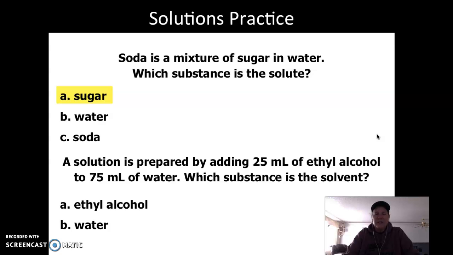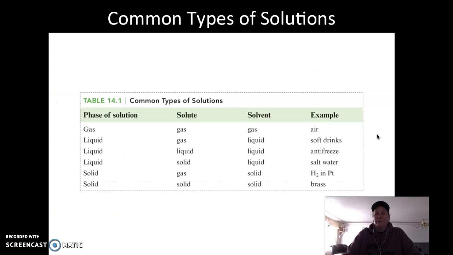Okay. Here it says a solution is prepared by adding 25 milliliters of ethyl alcohol to water. Again, which one is the solvent? It would be the water. Which one is the solute? It would be the ethyl alcohol. Okay, so again, whenever you're making a solution, you have a solute and you have a solvent, and together they make a solution.